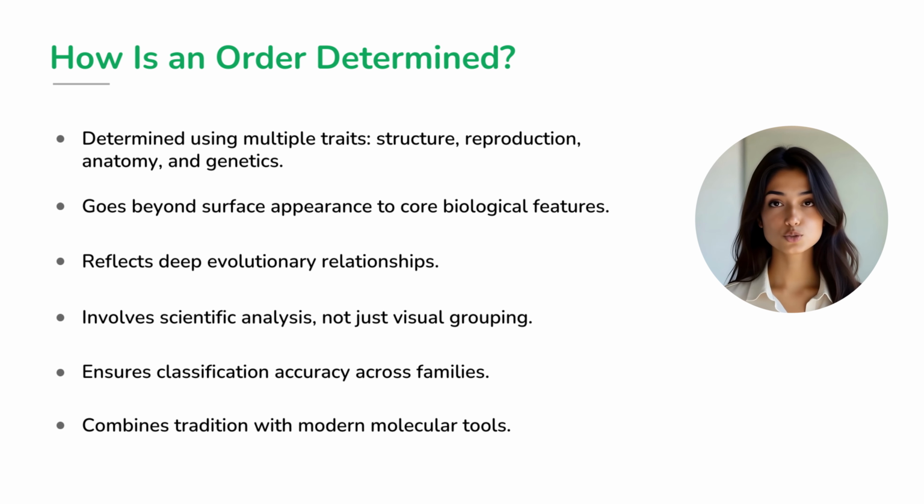Grouping families into an order isn't random guesswork. Taxonomists rely on multiple layers of evidence: external morphology, reproductive traits, internal anatomy, and even DNA sequencing. It's not just about how organisms appear on the surface but what they share deep within their structure and genes. This scientific approach ensures that classification mirrors real evolutionary relationships rather than superficial similarities.